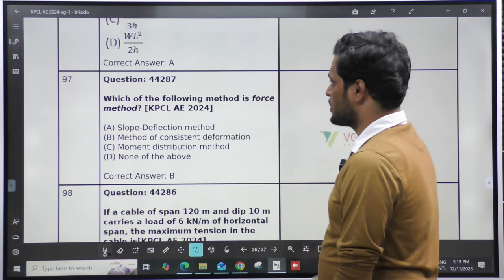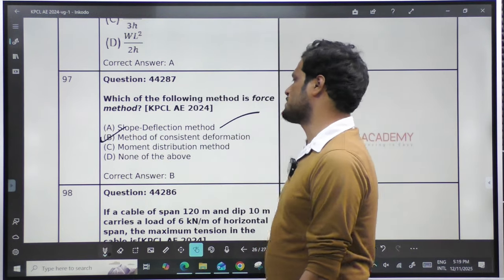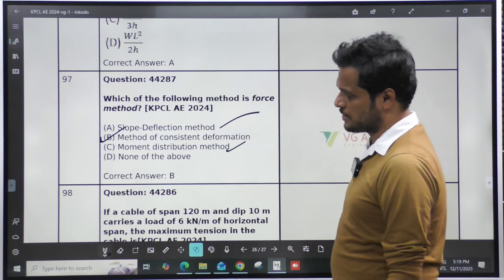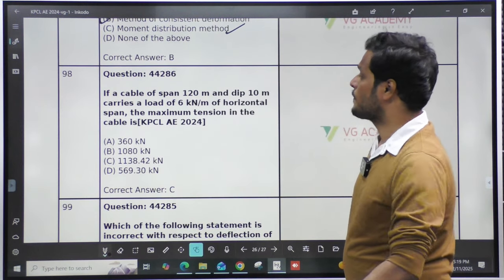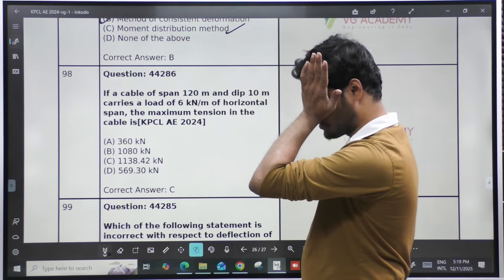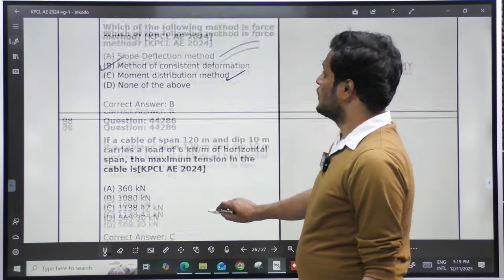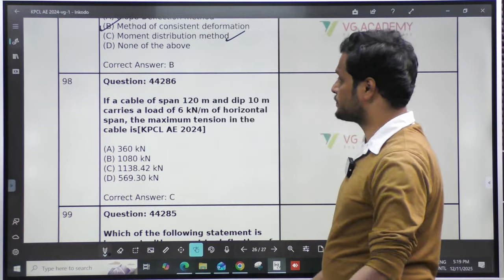Which of the following methods is a force method? So this is deflection method, force method, method of consistent deformation, and this is also deflection method. Okay, sorry, displacement method. So force and displacement. So this is the force method and these two are displacement methods.